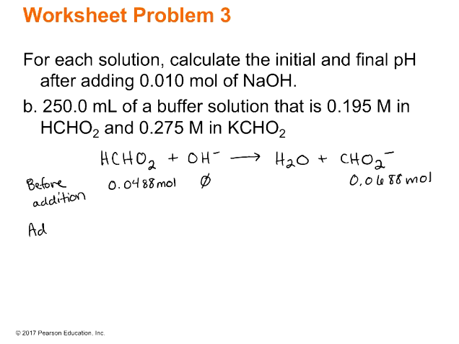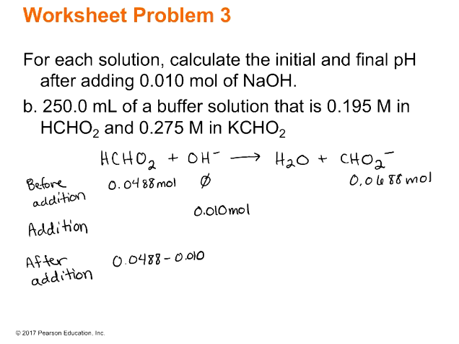So now we're going to add 0.01 moles of hydroxide. And then after everything reacts, we'll see that some of the acid is used up to react with the base. So we're going to lose 0.01 moles of acid. And everything here is reacting in a 1-to-1 ratio, similar to our example problem. So we don't have to take stoichiometry into account, really.